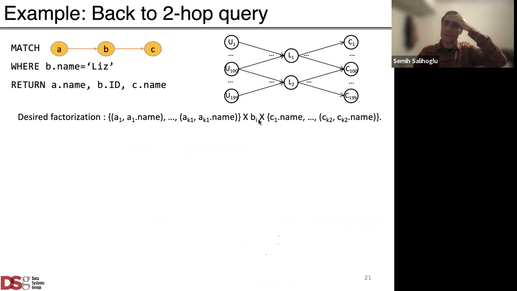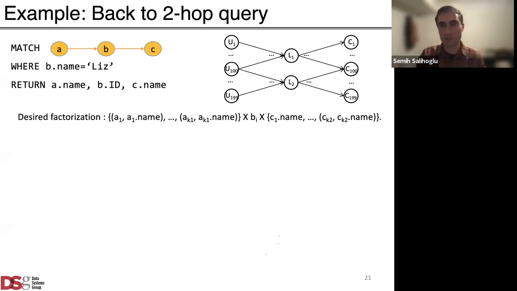But there are cases where this doesn't really work, or it limits us. So that's why we have a second join operator. Let me show you this example. Back to the two hop example, right? We have a two hop where the middle node is Liz, and we're reading the names of the incoming and the outgoing edges.